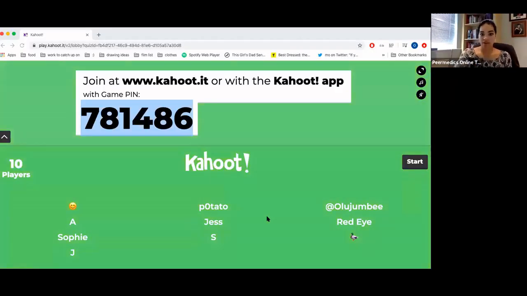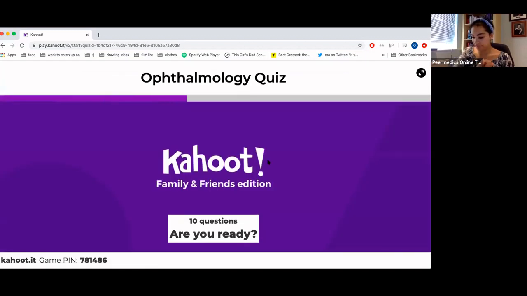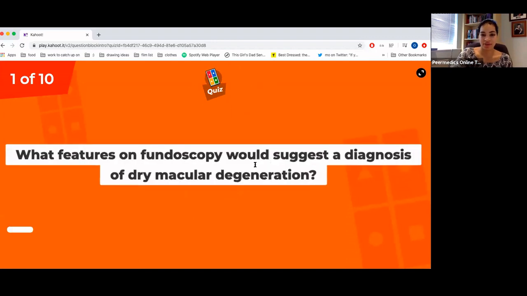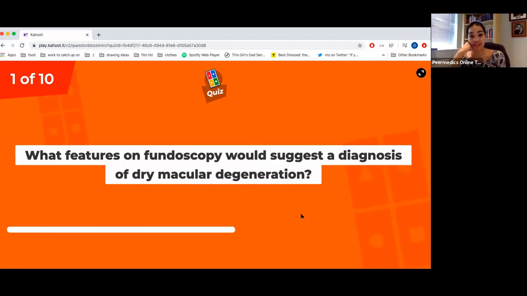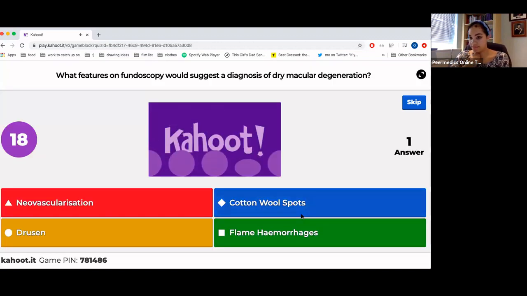Okay, so we'll start then. One more second. Okay, we're going to start. So, question one, of the questions, there are 10 I think in total. What features on fundoscopy would suggest a diagnosis of dry macular degeneration? Oh gosh, I'm going to end this music, sorry.